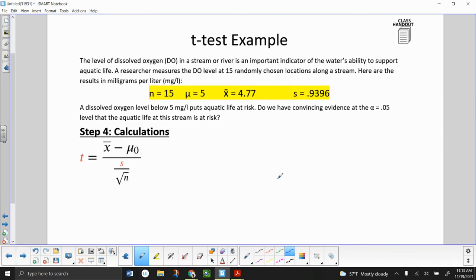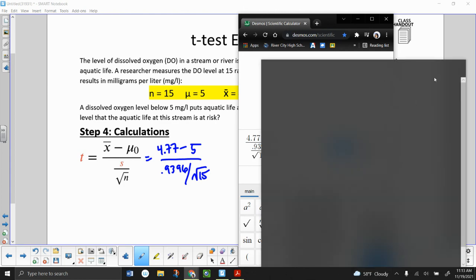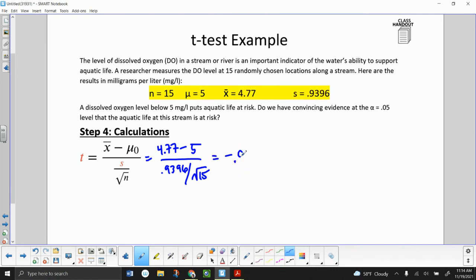All right, so let's go back to our example. So now let's calculate our test statistic. So x bar is 4.77 minus the mean that we're using, which is 5, divided by s, 0.9396, over the square root of 15. All right, so our test statistic is negative 0.95, which was actually our example. So negative 0.95.